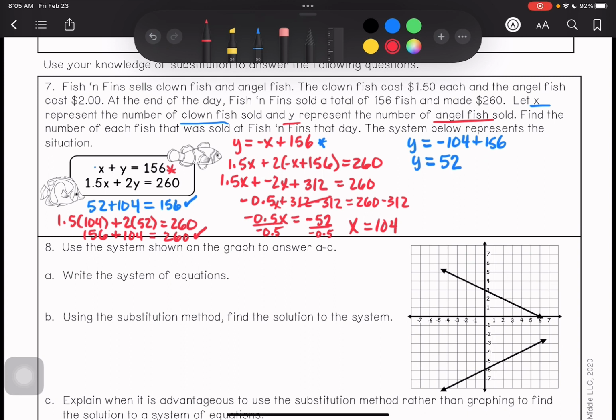So to answer the question, since x represents clownfish, we say 104 clownfish were sold. And y equals angelfish, so 52 angelfish were sold.